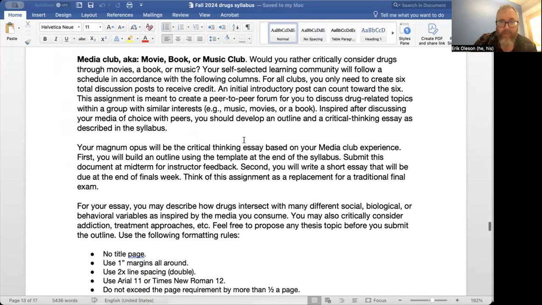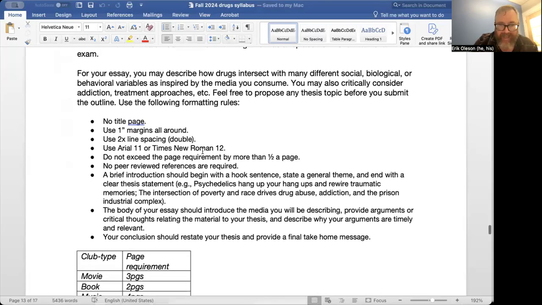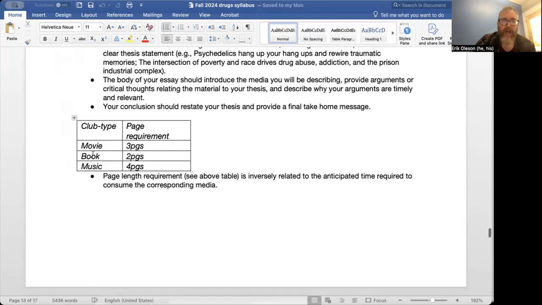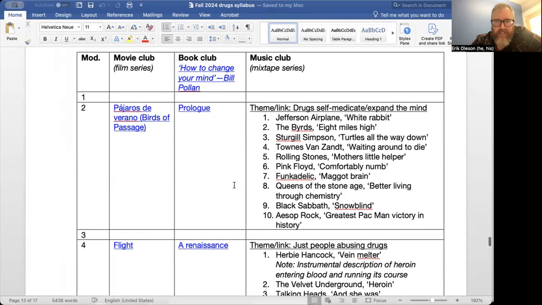Finally, we have this media or music club. You hear the directions for the critical thinking essay, specifically what is due. Notice that I acknowledge that depending on the media club you join, it will take more time and effort to review the actual media. I think the book club will take the most time. So if you join the book club, you have to write the shortest essay. If you join the movie club, your essay is a little longer. And if you join the music club, your essay is the longest, but still only 4 pages. I think that's very easy to do.